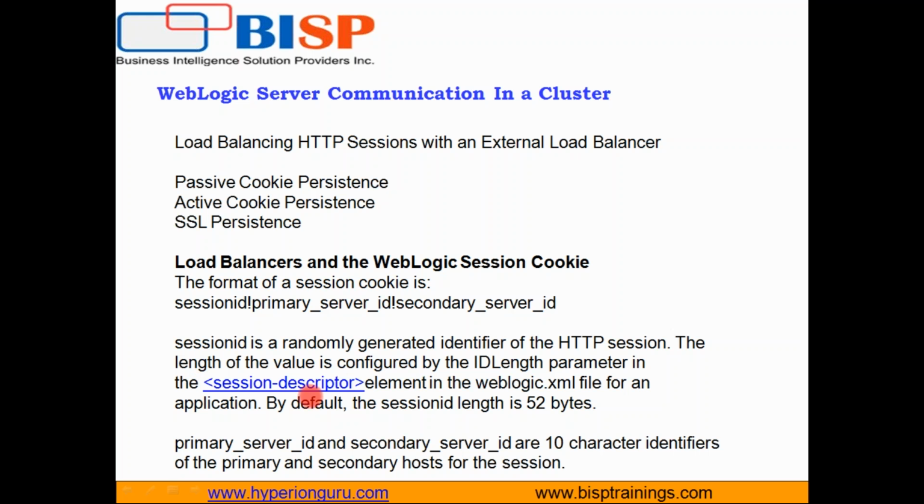So whatever you have defined in that configuration through weblogic.xml, it will create a session ID, and that session ID appended with the primary server and secondary server will become part of your cookie. So this is how your session cookie will look. And your primary server ID and secondary server ID will be 10 character identifiers of your primary and secondary hosts.